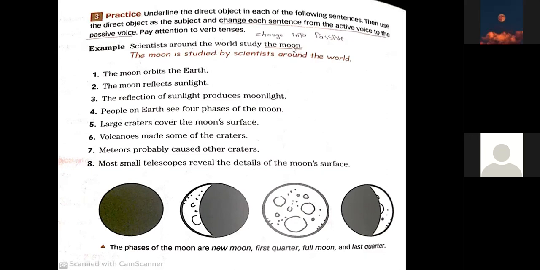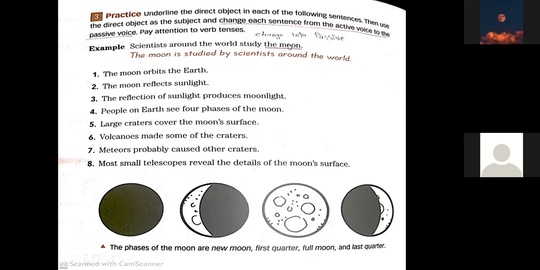Example: scientists around the world study the moon. At first, what did we do? Can you remind me of the rule? We should determine what? The parts of speech, I mean subject, verb, object. Where's the subject? Scientists around the world is all the subject. And the verb is study, and the object, the moon.